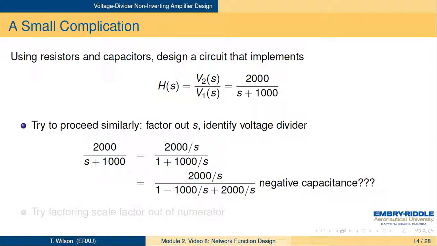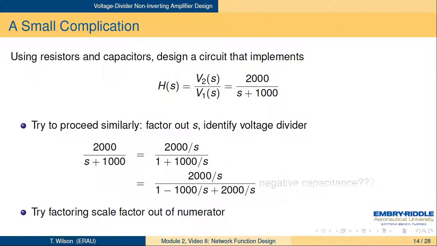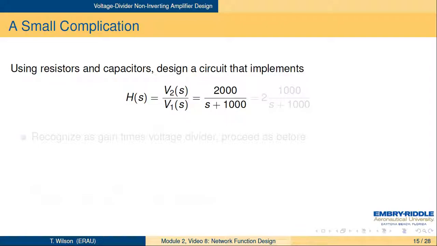Well, there is no such beast. So we're going to try something different, which is to take a scale factor out of the denominator. So we're going to write the denominator as 2 times 1,000. And now we have 1,000 over S plus 1,000. We know how to implement that.